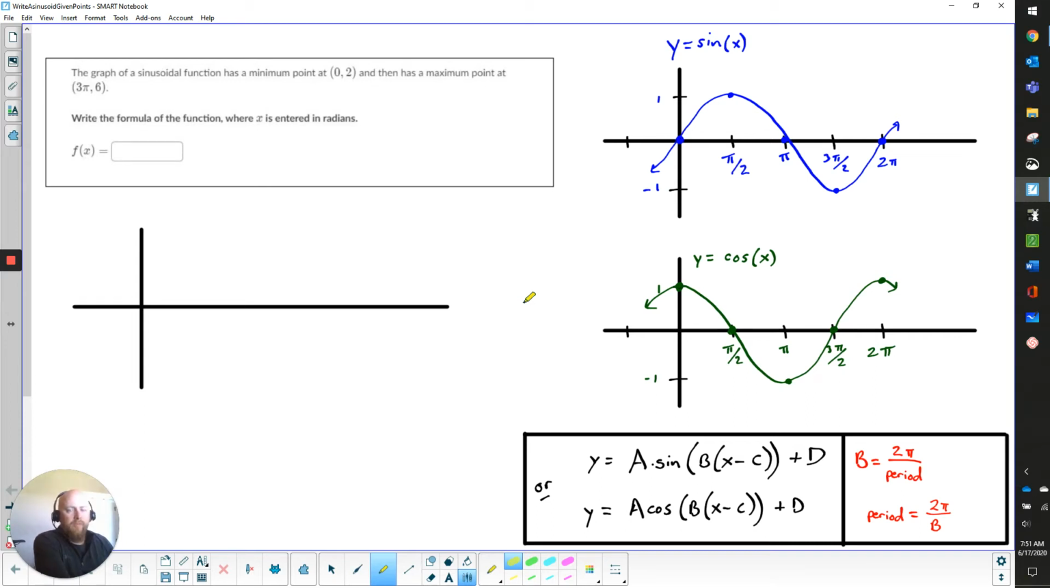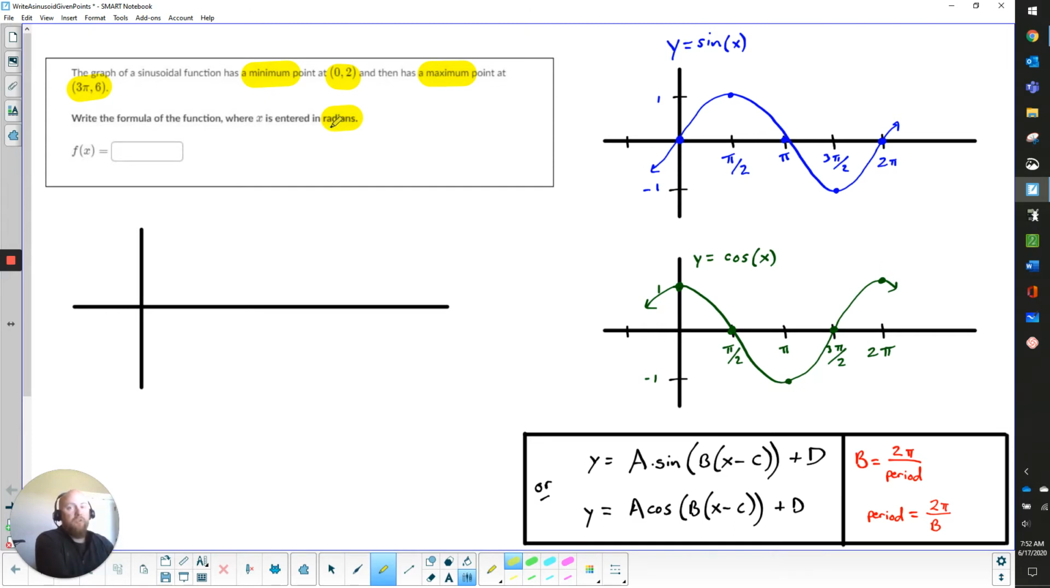Okay, we're going to make a function that fits these 2 points. The function has to go through a minimum at (0, 2) and a maximum at (3π, 6). And that's kind of a hint to what they say down here, where we're going to do this in radians.